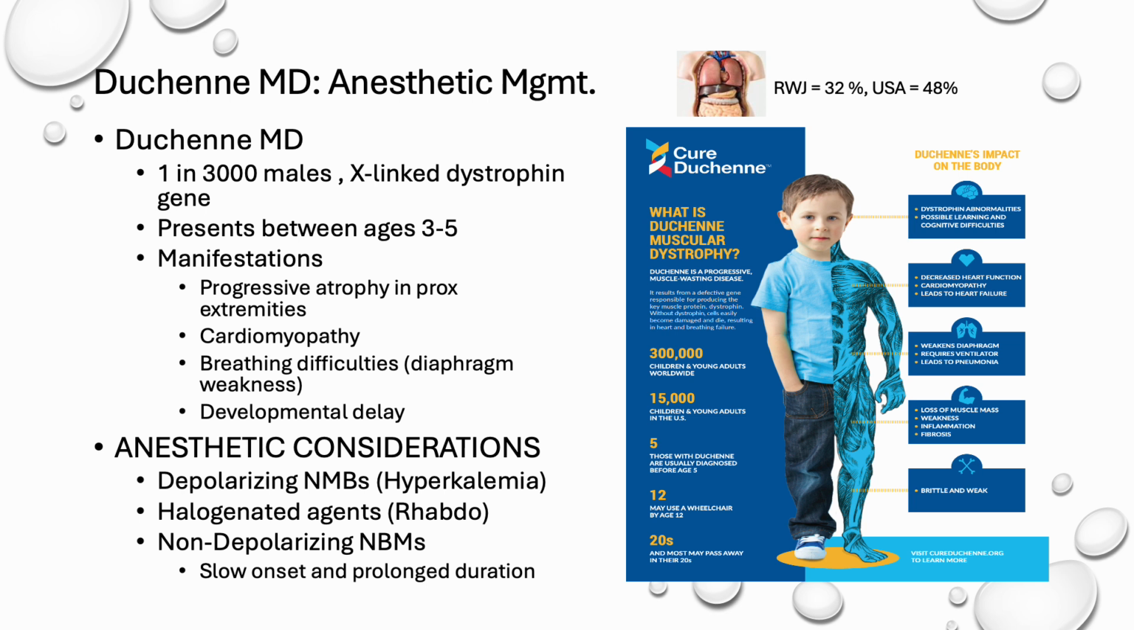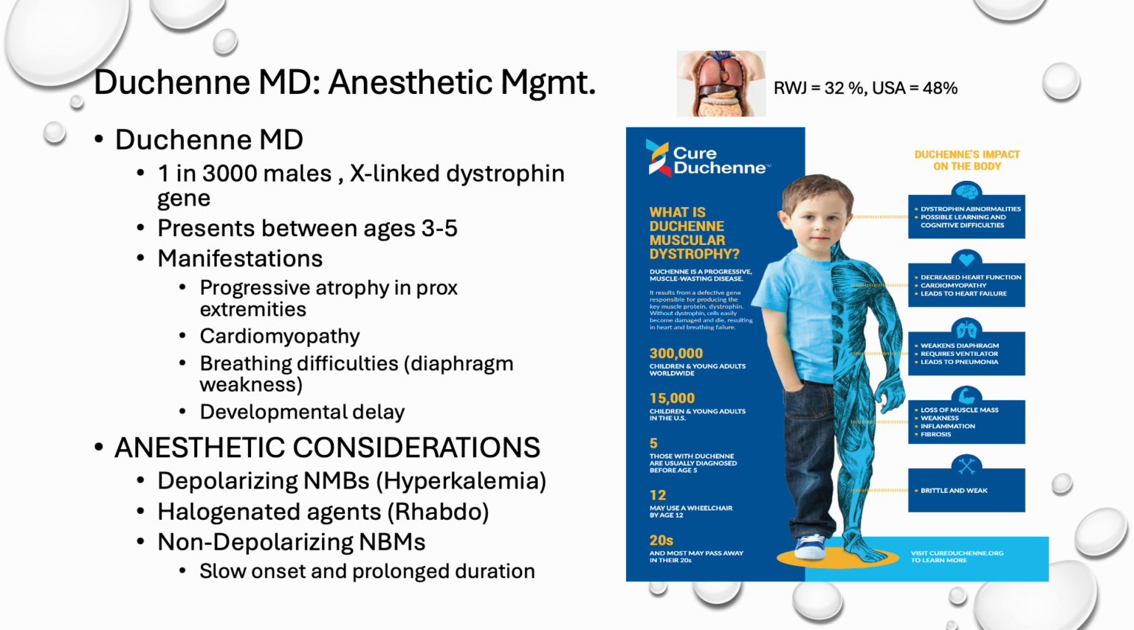Okay, our first keyword for part number 2 is Duchenne muscular dystrophy and anesthetic management for those patients. So Duchenne muscular dystrophy is an X-linked syndrome that results in abnormal expression of dystrophin. This is a protein necessary to muscle cell integrity. It generally presents in early childhood and has many manifestations with varying severity.